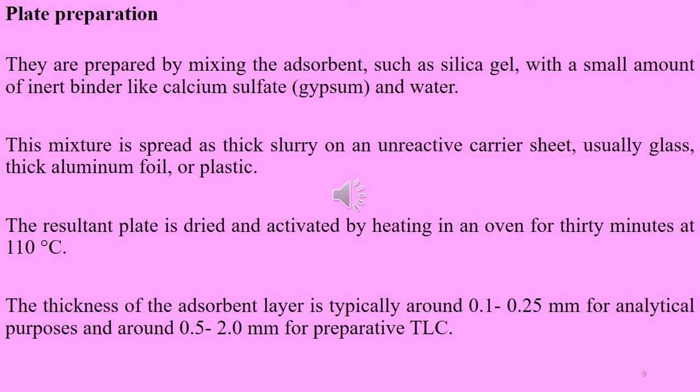Usually the TLC plate in contact with the atmosphere absorbs some amount of moisture. In order to remove that moisture, it is activated in an oven for 30 minutes at 110 degrees centigrade. Keeping this in mind, the thickness of the adsorbent layer should be 0.1 to 0.25 mm in the case of analytical purposes and around 0.5 to 2 mm for preparative TLC.